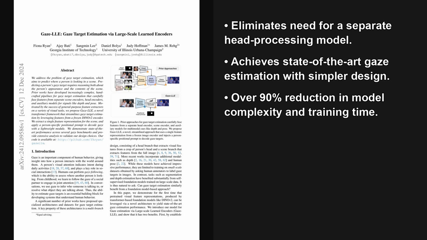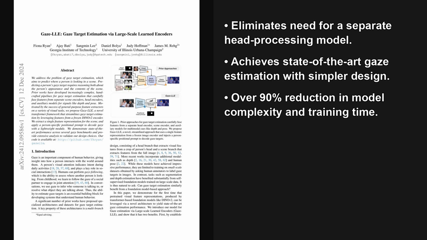Today, we're diving into a paper called Gaze-LLE, Gaze Target Estimation via Large-Scale Learned Encoders. The main goal here is Gaze Target Estimation, which is essentially about predicting where a person is looking within a scene. Now, previous approaches were quite complex, needing separate models for the person's head, the background, and more. This paper introduces a much cleaner method.